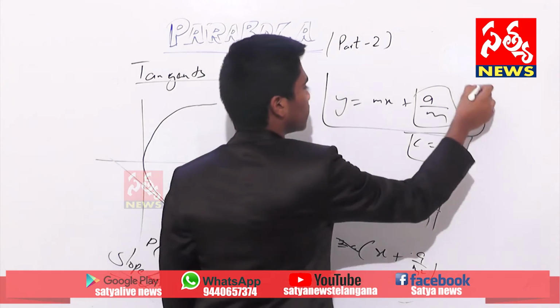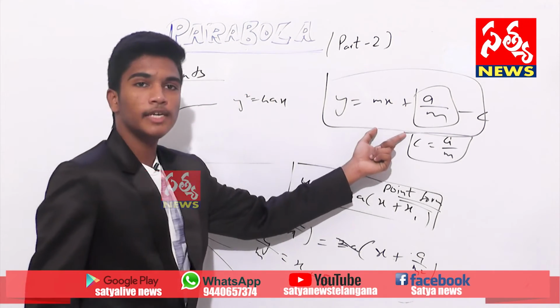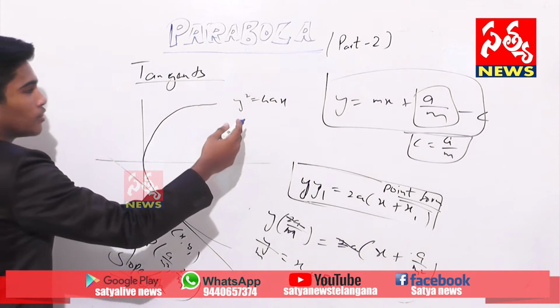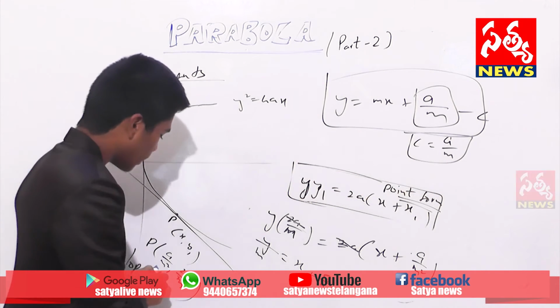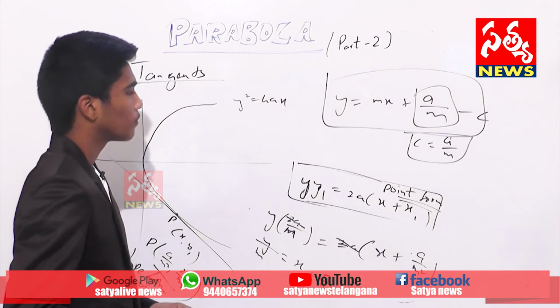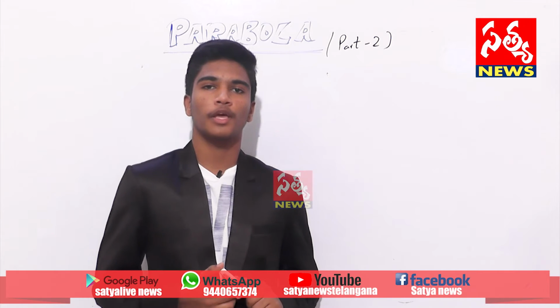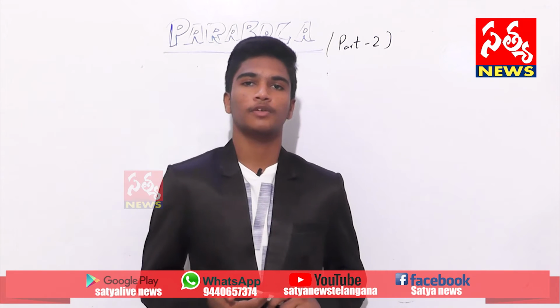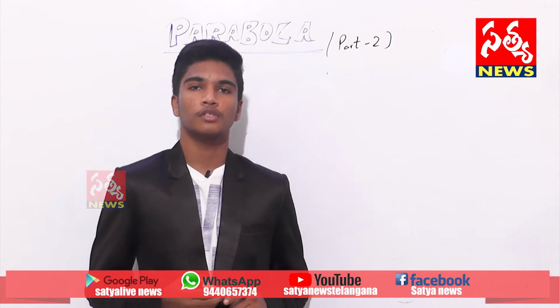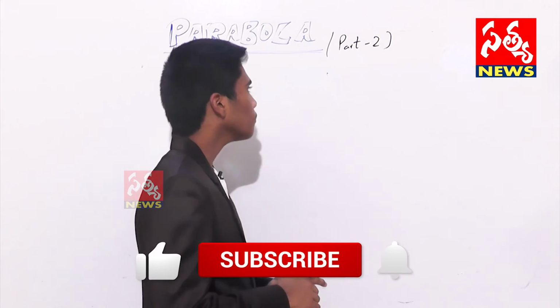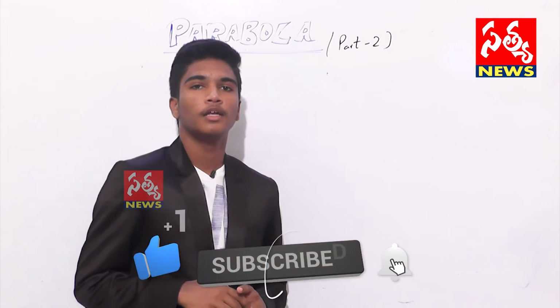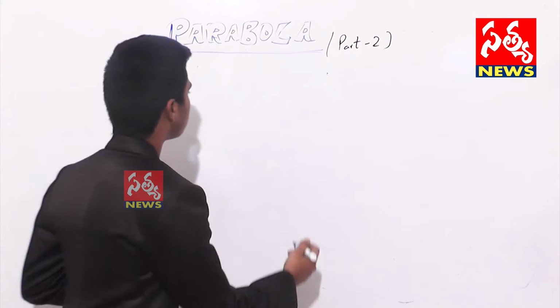So here, this is the equation and this is the tangent to y² equals 4ax, which passes through the point (a by m², 2a by m). Please note it down, this is very important. And please try to solve or else derive the formula for y² equals minus 4ax and x² equals minus 4ay and x² equals 4ay by yourself, so that it will improve your skills in finding the formulas. And now let's discuss the angle between tangents of a parabola.